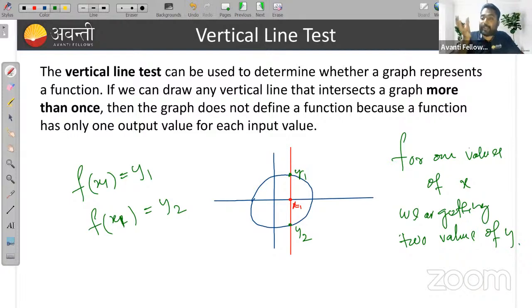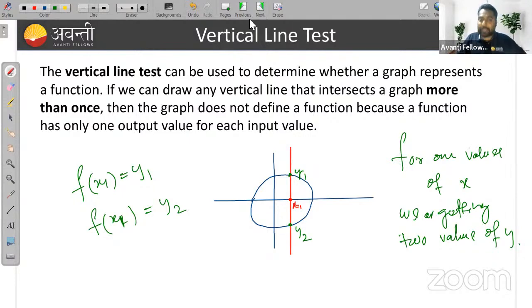So by using the vertical line test, whatever the graph may be, you just have to draw a line parallel to the y-axis, or you can say draw a vertical line in the graph. If that vertical line intersects the given graph at 2 or more points, then we can say that graph does not represent a function. If it cuts the graph at a single point, then we can say it is a function.